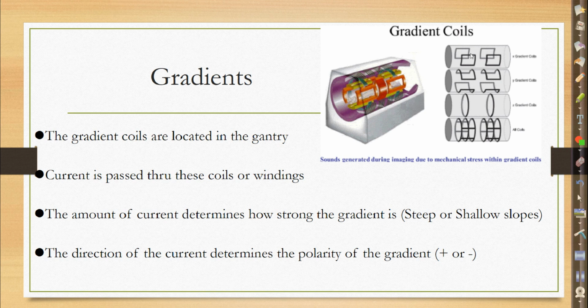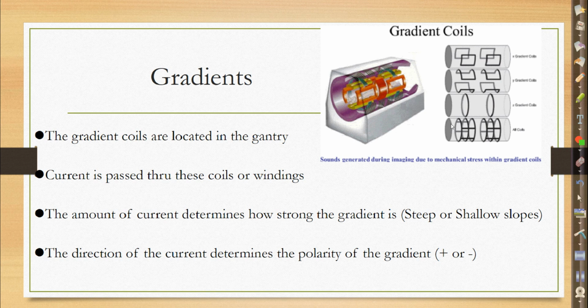So you have your X gradient, and remember, it gives us our sagittal slice. So it makes sense that you have your X gradients on the right and left of the patient. You have your Y gradients above and below the patient, because that gives us our coronal slices. And then you have the Z gradients going head to toe, which gives us our transverse slices. These are all intertwined, laying over top of each other, so you have all three coils in all three orthogonal planes basically intertwined with each other.